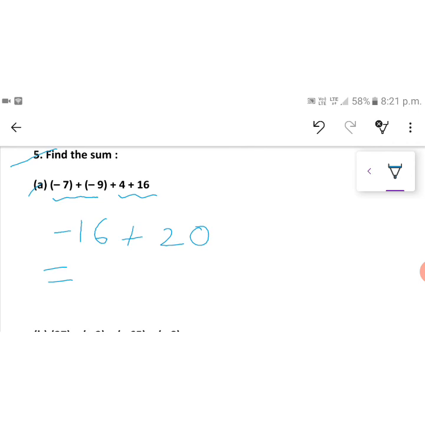Now if you see minus 16 plus 20, these two numbers have different signs. So subtract these two numbers. 20 minus 16 equal to 4 and give the bigger number's sign. Here the bigger number is 20. The bigger number's sign is plus. So the answer is plus 4.